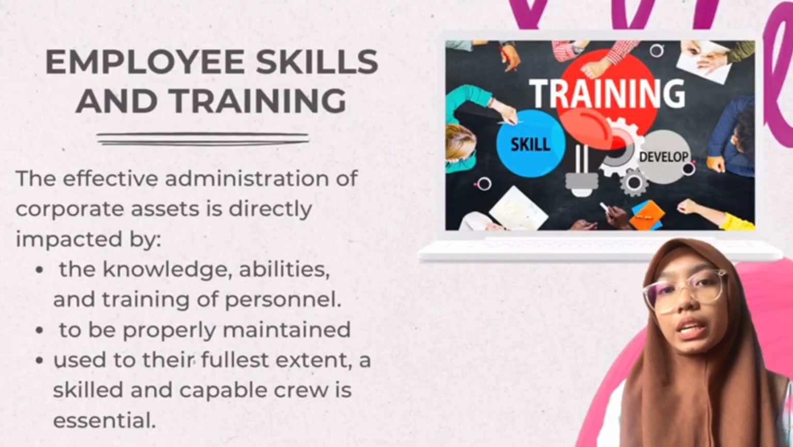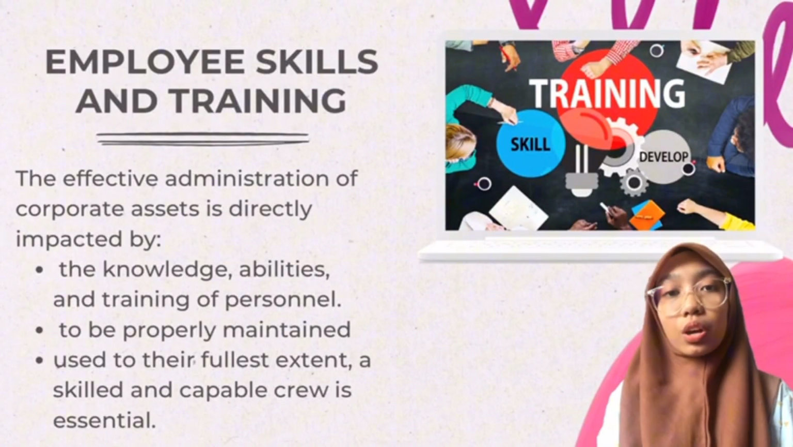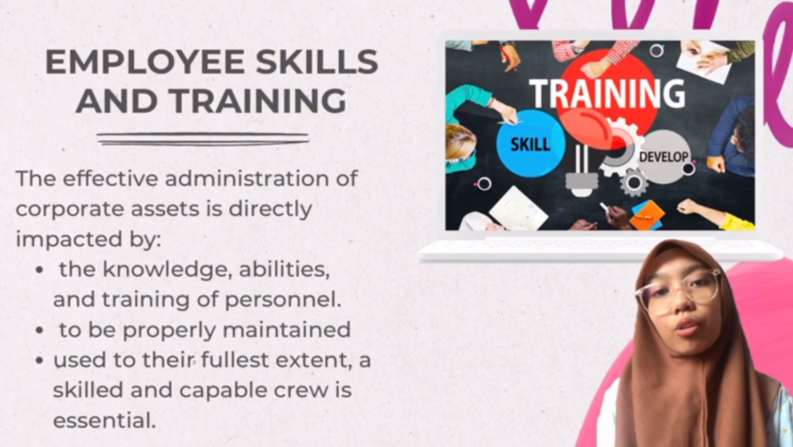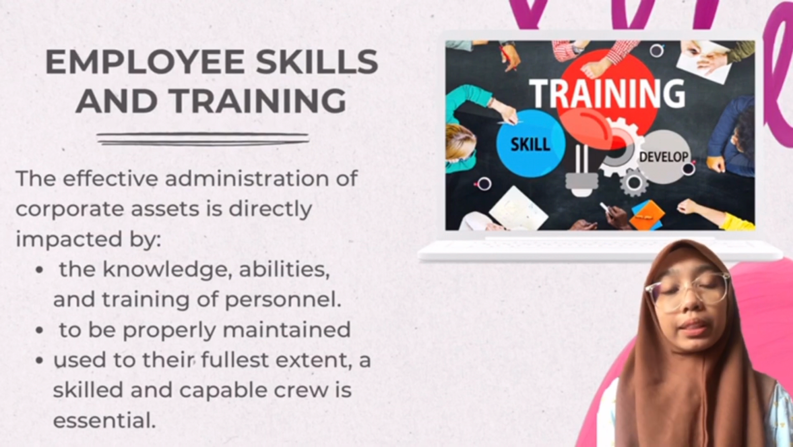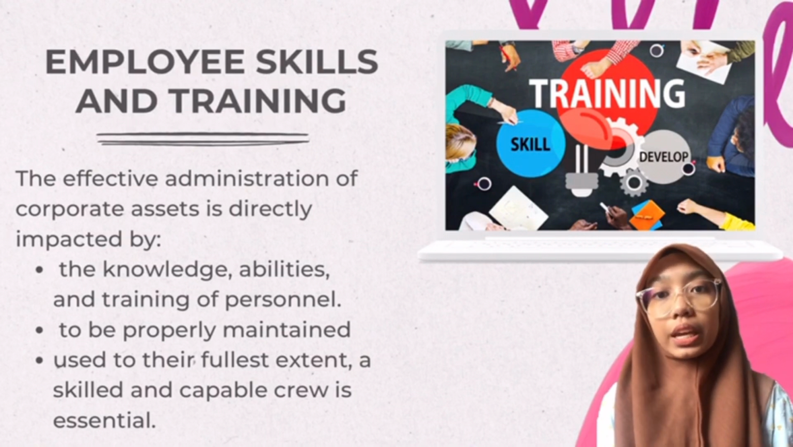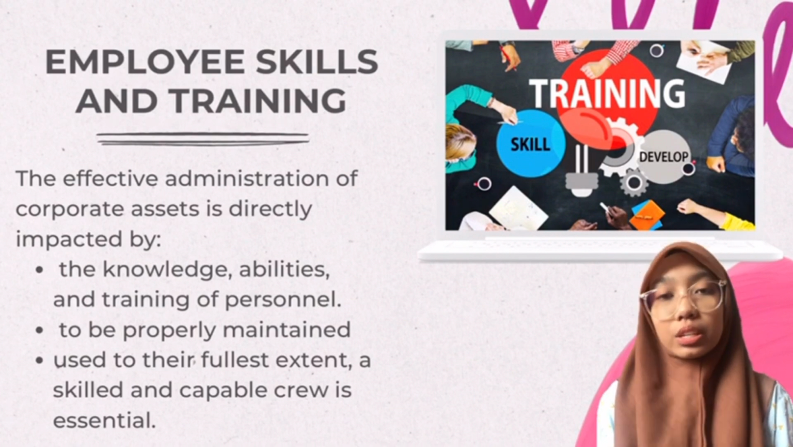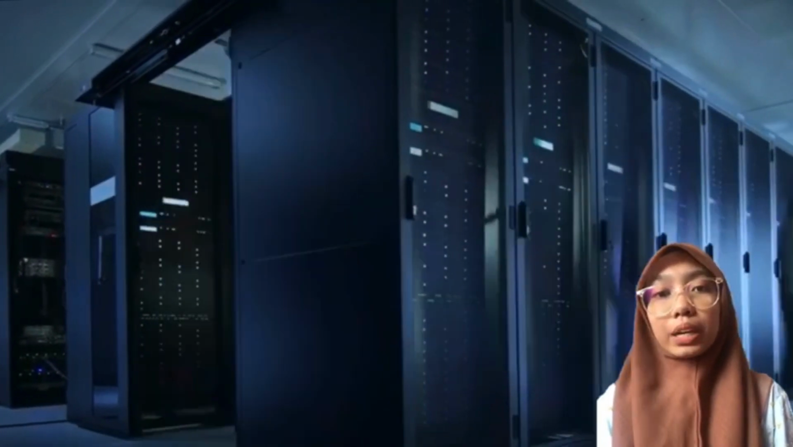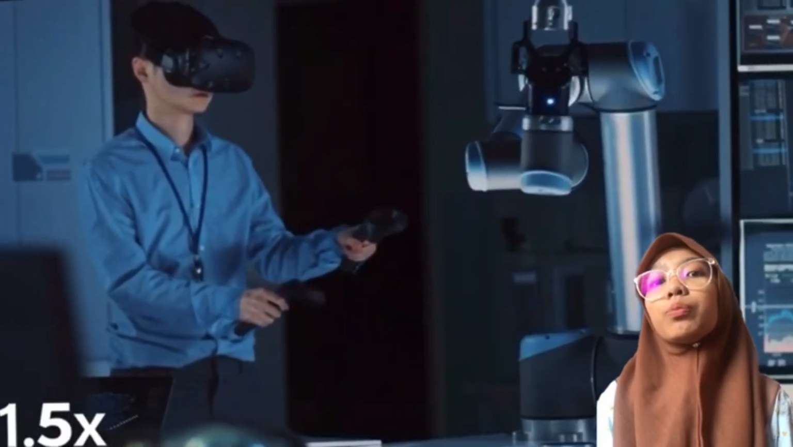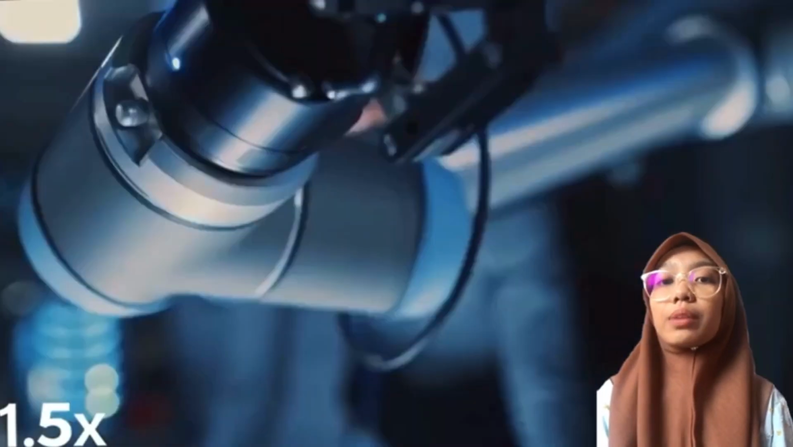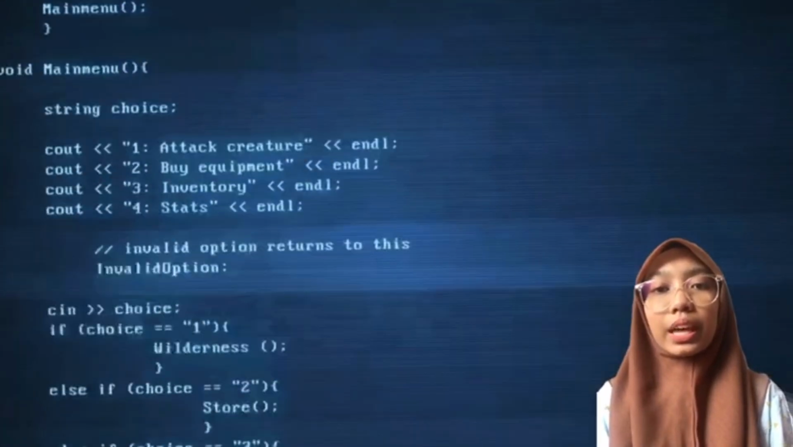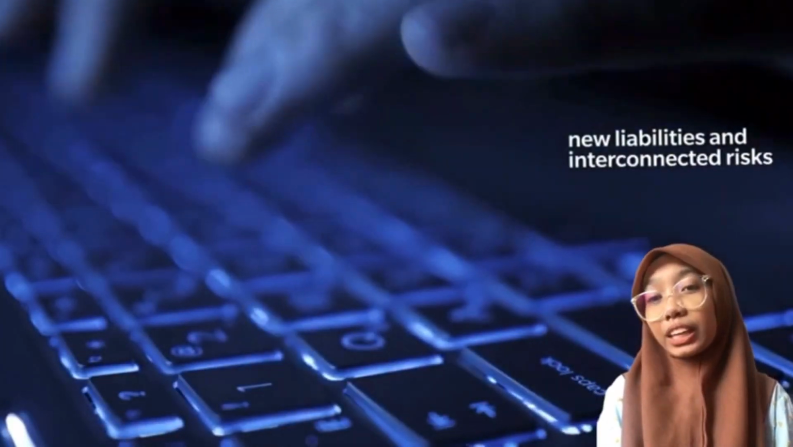For employee skills and training, the effective administration of corporate assets is directly impacted by the knowledge, abilities, and training of personnel. For assets to be properly maintained and used to their fullest extent, a skilled and capable crew is essential. Assets can be maintained, repaired, and used effectively by staff members who have the required technical proficiency, understanding of asset management principles, and compliance knowledge. Employee skills and training can have a significant impact on the effectiveness of a company in managing assets.